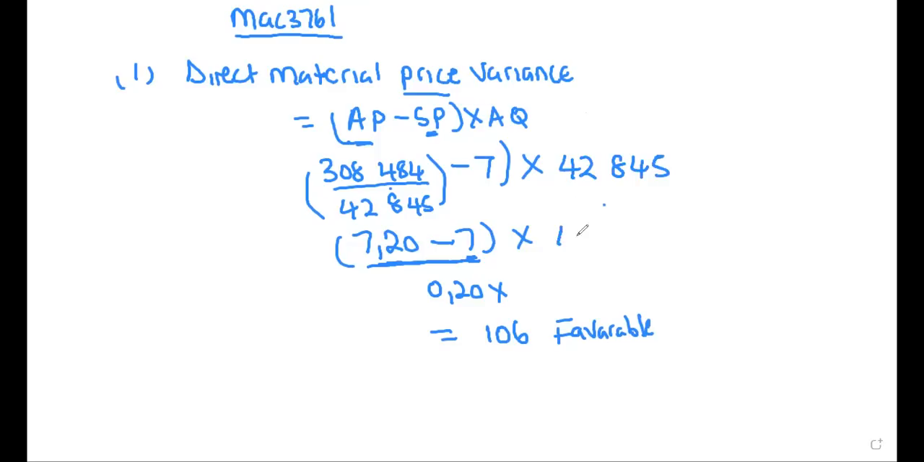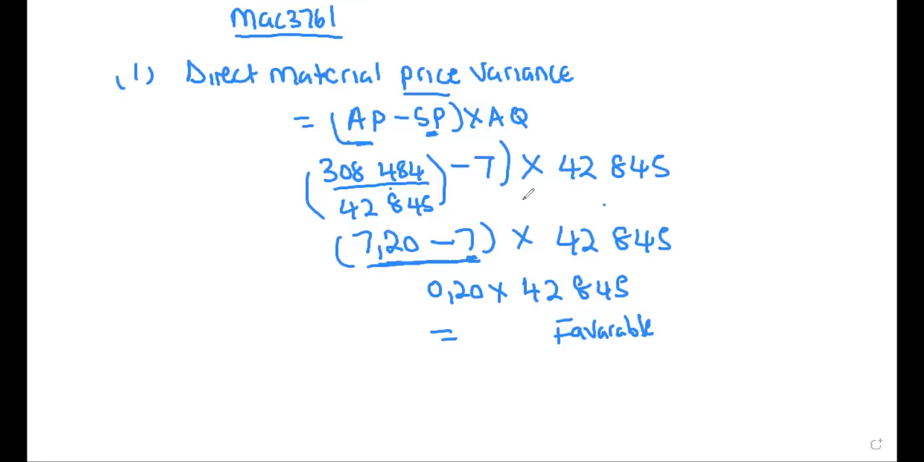42845. So here we're going to multiply by 42845. So what is going to be the correct variance here? $8,569. But do you guys get the sense of what we are correcting here?